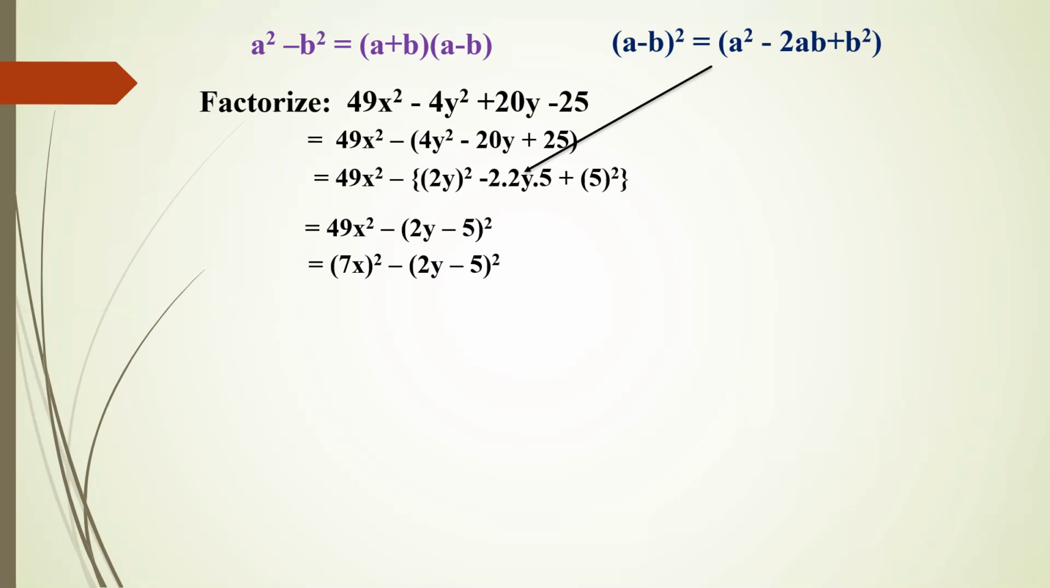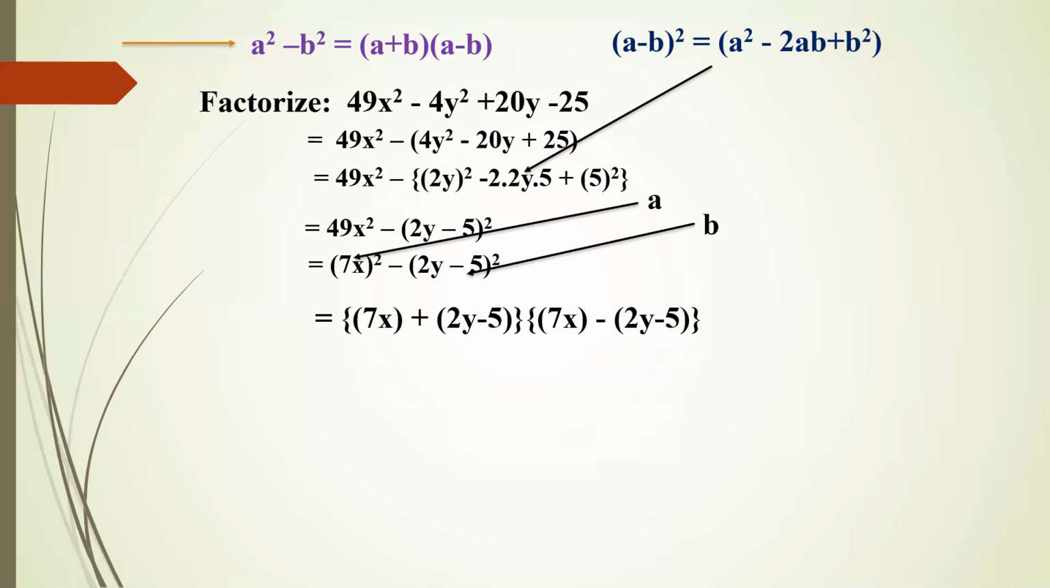Why did I keep it that way? Because it is exactly in the form of a square minus b square, right? Here, can you see that? Okay, now here if I take this 7x as a and inside the bracket 2y minus 5 as b, once again, this is in the form of a square minus b square, right?